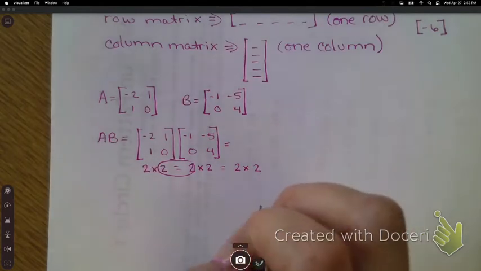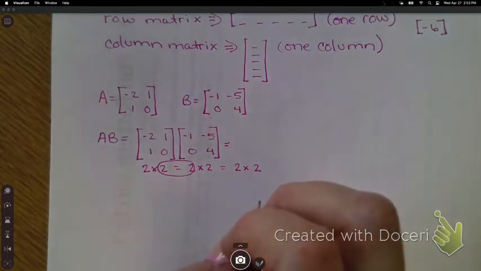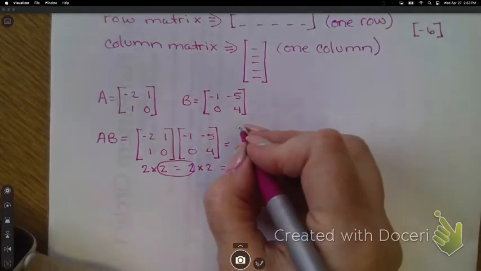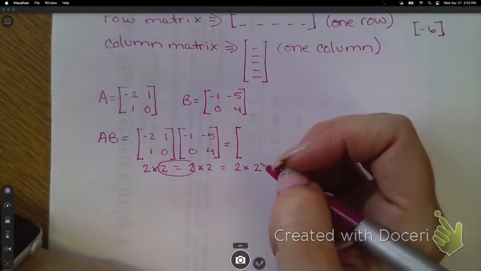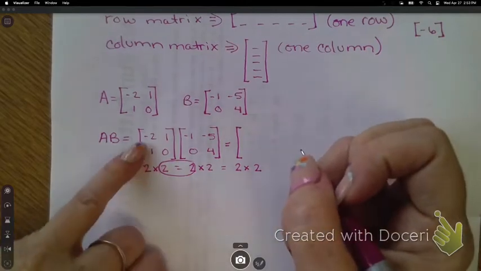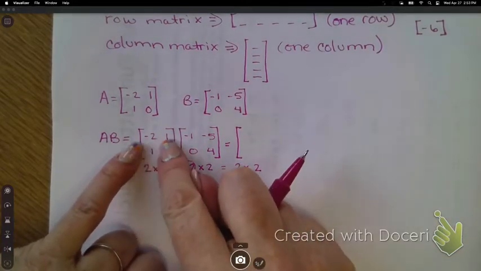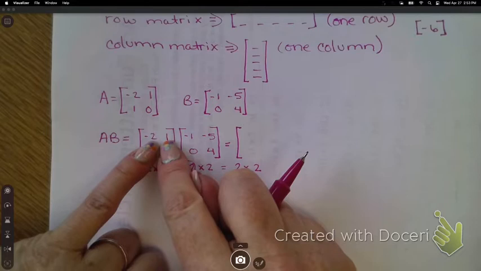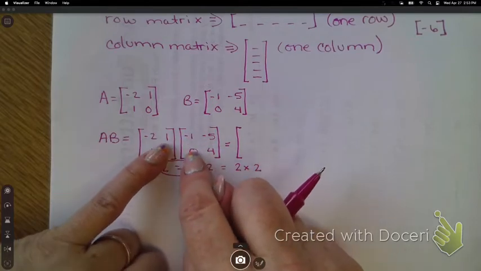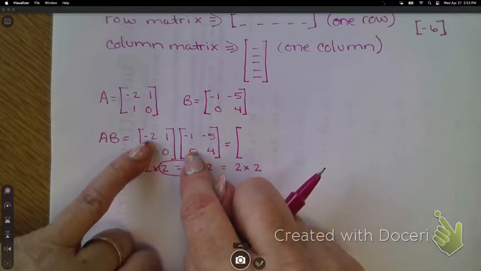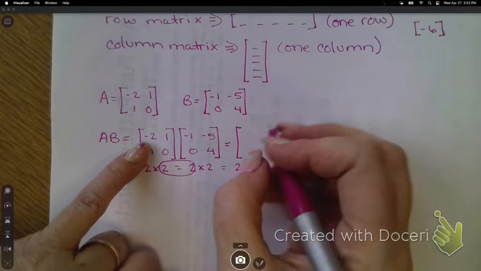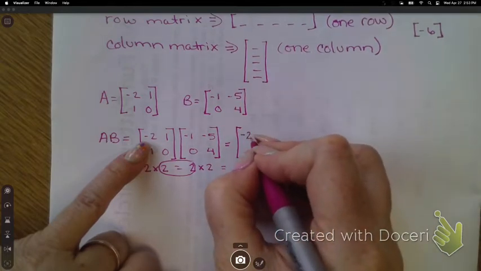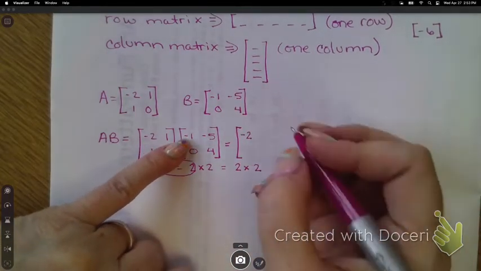You do rows times columns. I should have started in different colors, but I think we'll be okay. So you take your first row, and it gets multiplied times your first column. The first row is negative 2, 1, and negative 1, 0 is our first column. So you take the first thing in the first row times the first thing in the first column.